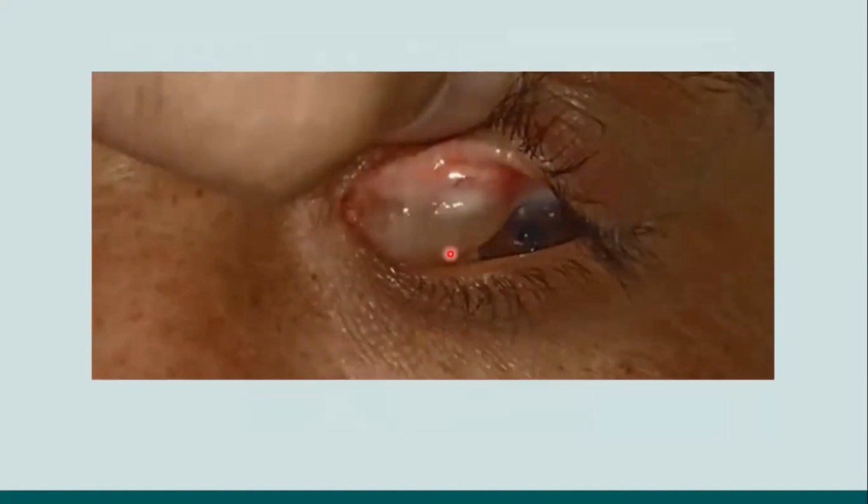And this is from one of my colleagues. Sometimes conjunctival cysts, because here in Egypt we still have trachoma, and one of the sequelae of trachoma is conjunctival cysts. You can also appreciate scarring of the tarsal conjunctiva. So conjunctival cysts in the upper eyelid might cause mechanical ptosis, so you need to evert the upper eyelid.